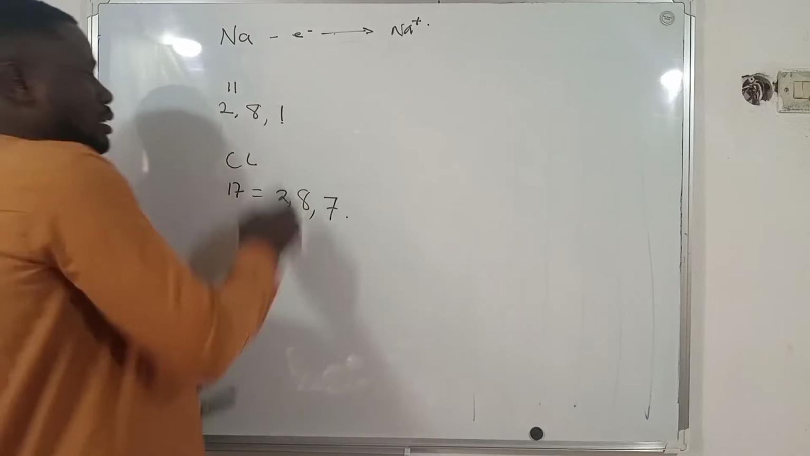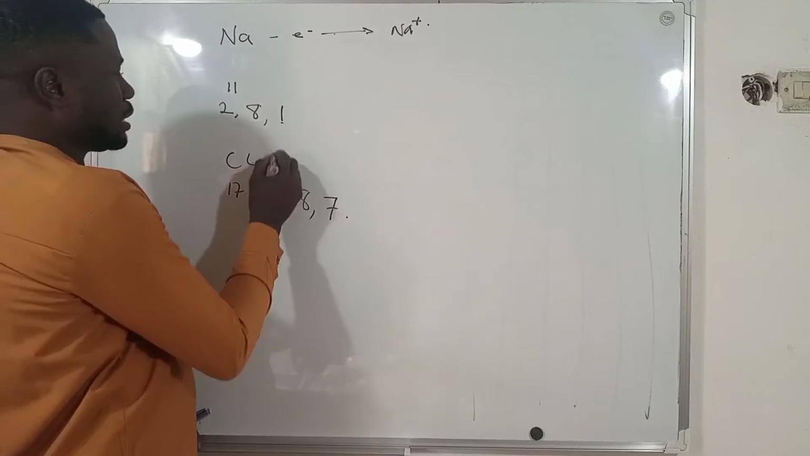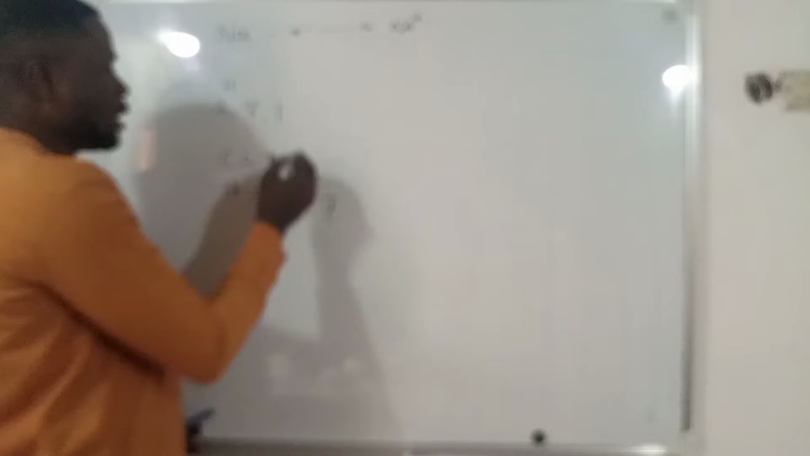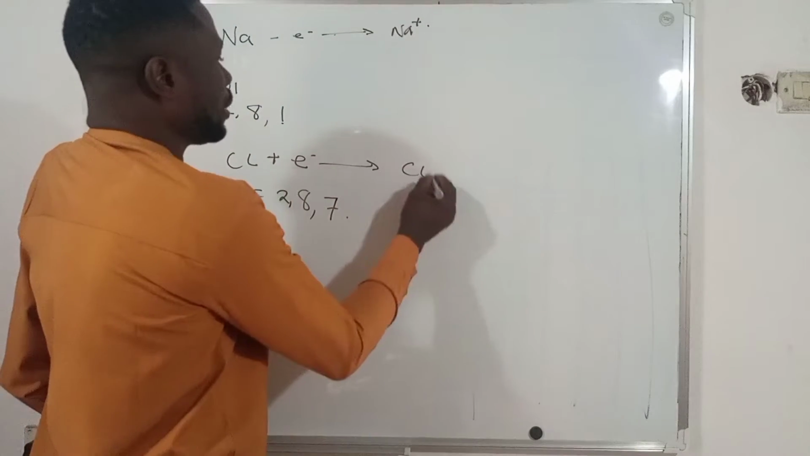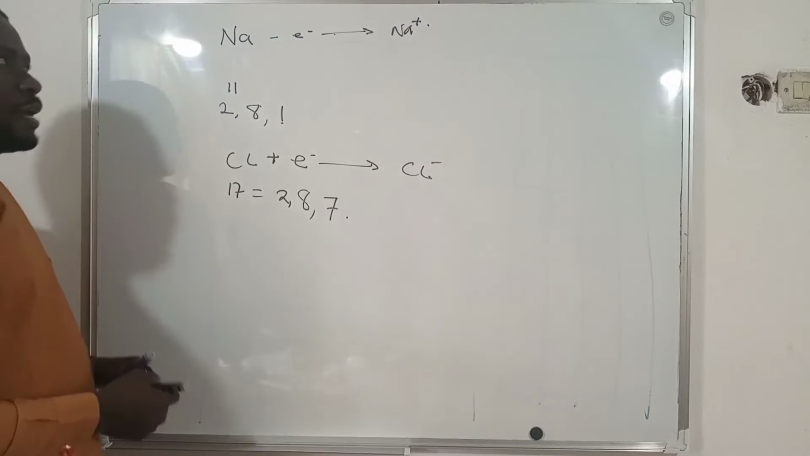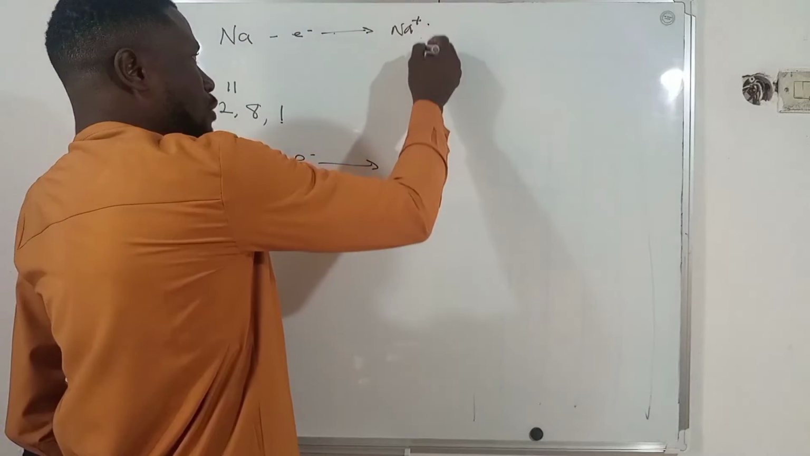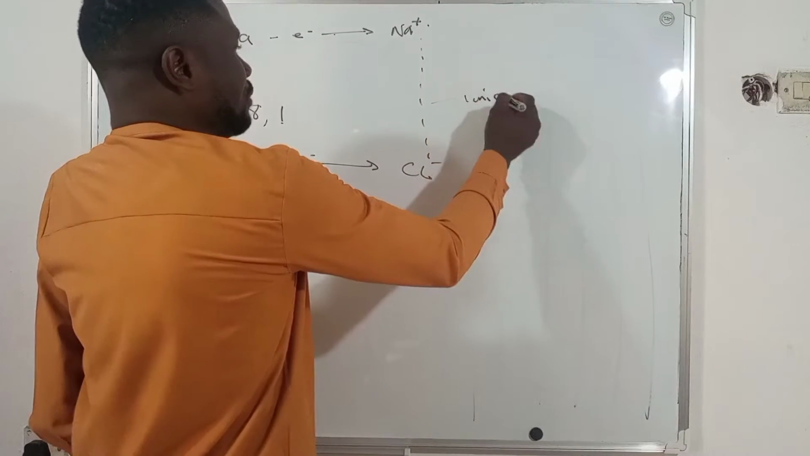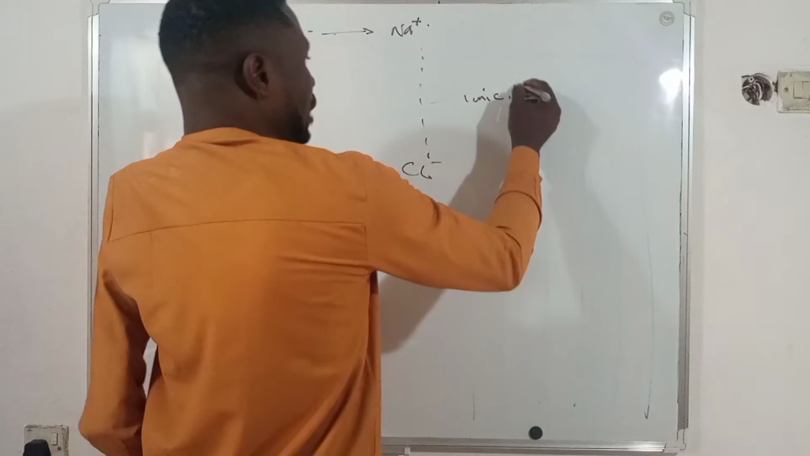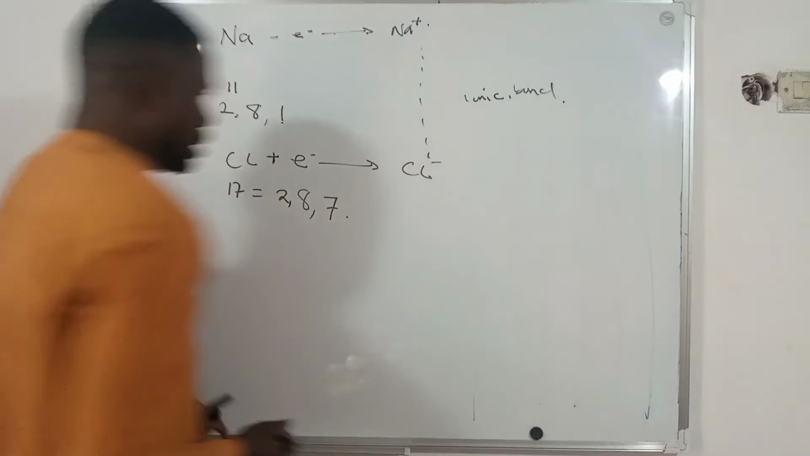Now, the single electron sodium is donating will be accepted by what? Chlorine, and this will become what? Chlorine minus. Again, you expect an attractive force between the two of them, and this is what we call ionic. This attractive force results in the ions. That's what we call the ionic bond.